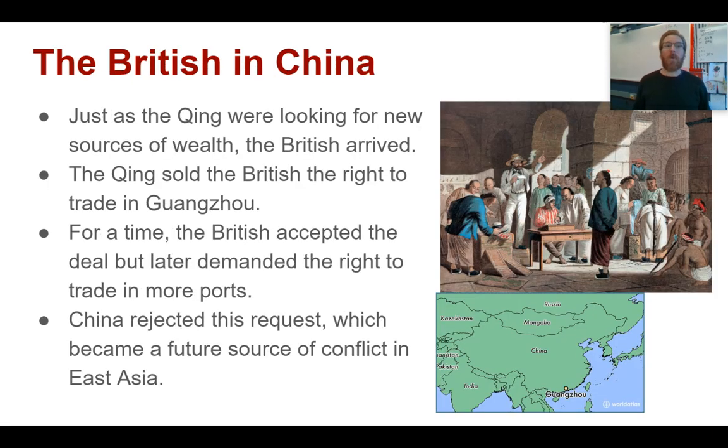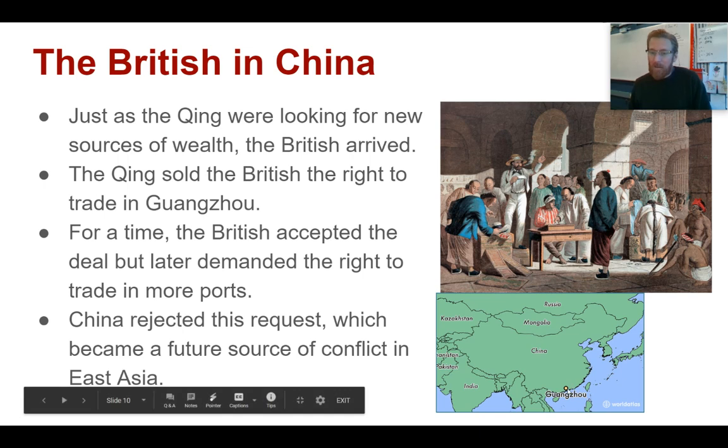Now, this is a situation that China is heading into when they have their first significant foreign threat since the Manchus had taken over. Just as the Qing dynasty were looking for this new source of wealth, the British arrive. And at first, it seems like this might work out. The Qing dynasty sells to the British the right to trade in Guangzhou, this small little island in southeast China.